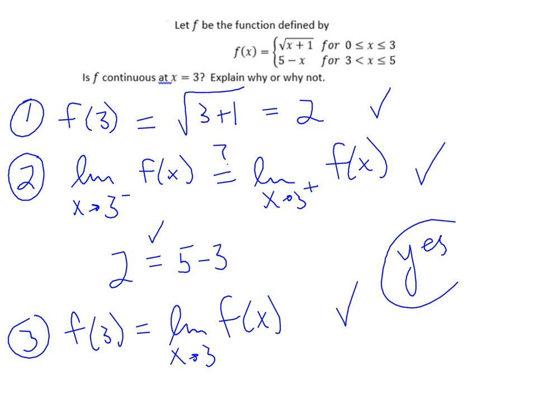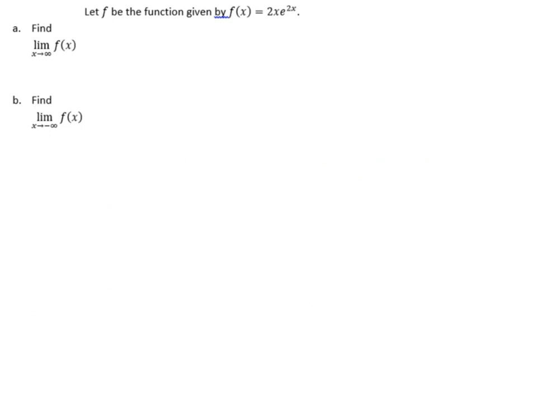In this second question, we're going to take a look at limits as x approaches infinity and negative infinity. We have the function f of x equals 2x times e to the 2x. So to find the limit as x approaches infinity, all we have to do is think about what happens to this function as x gets very large.